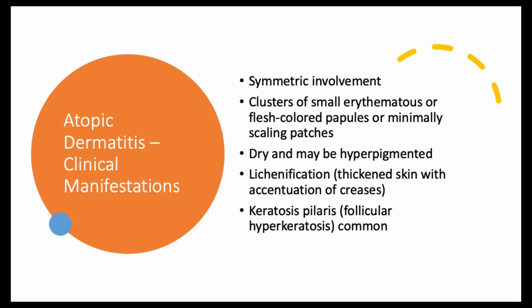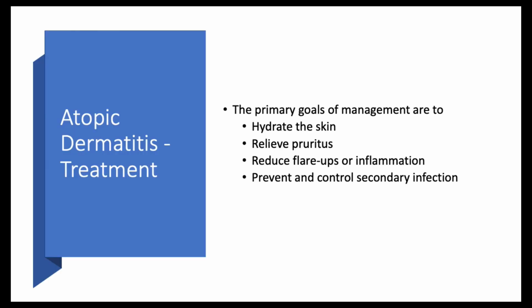The extremities are usually symmetrically involved in the child with eczema. You'll notice small red or flesh-colored papules that are scaly and dry and itchy. When you think about eczema, think about treating the inflammation or redness, as well as hydrating the skin. And remember, anytime there is a break in the skin, you have the potential for a secondary infection.